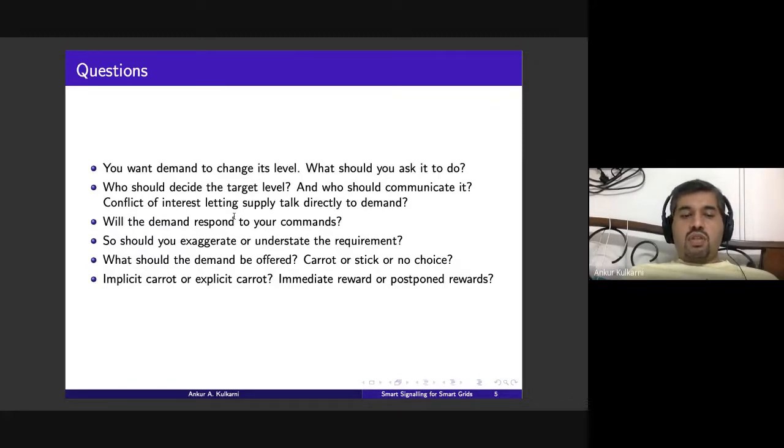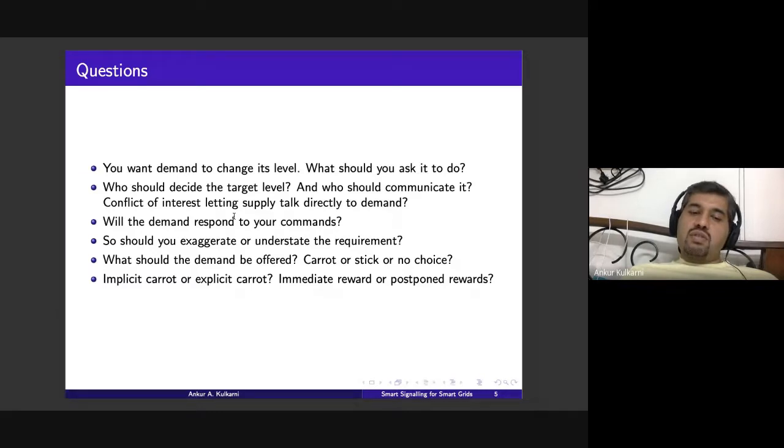Now, what should the demand be offered in exchange for this? Suppose you want the demand to change its level, what should the demand be offered? Should it be offered a carrot, a stick, or should it be given no choice at all? No autonomy whatsoever. You just do what we are asking you. And if no autonomy is to be given, how do you compensate them for that? Okay, so this is also a question.